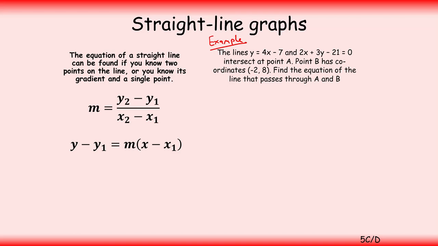If two lines intersect, I can find the coordinates where they intersect by solving them. Because now I've been given two equations with two unknowns. We've got y is equal to 4x minus 7. That's the first equation. I've also been given 2x plus 3y minus 21 equals 0. That's equation number 2. Two equations with two unknowns. I've got simultaneous equations.